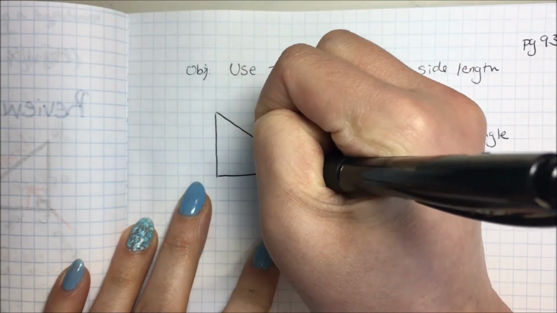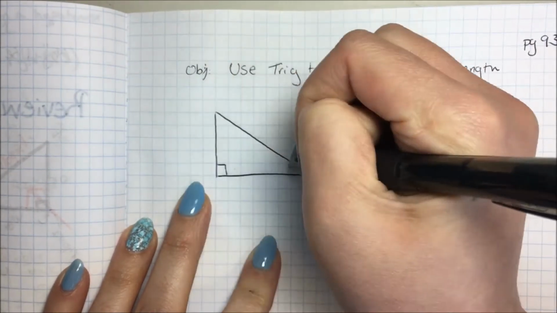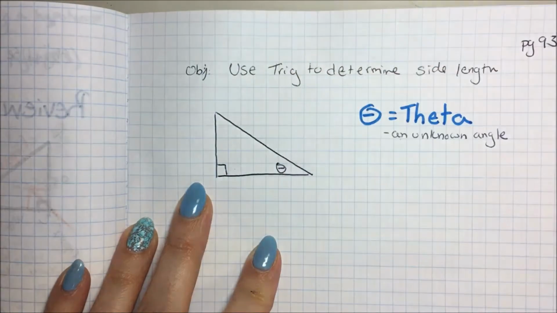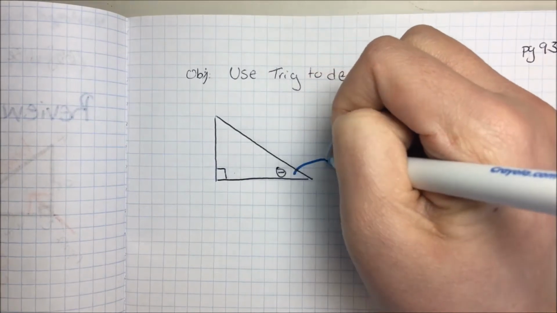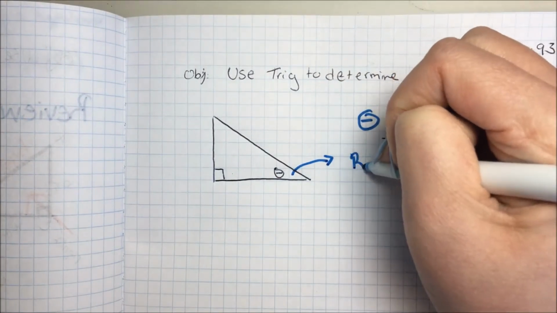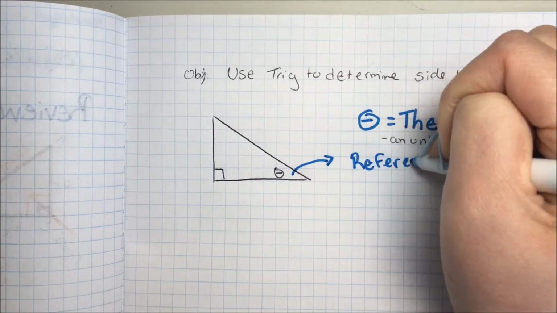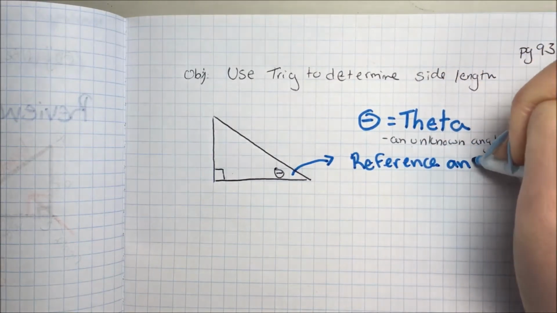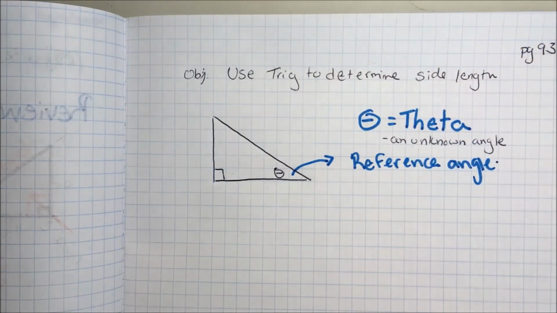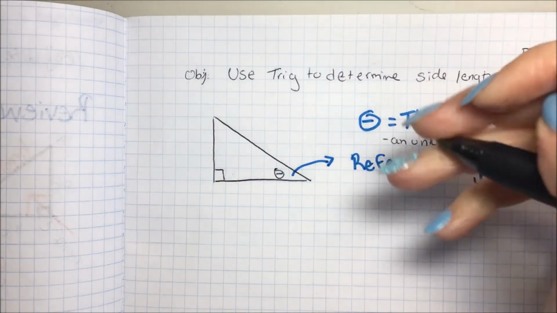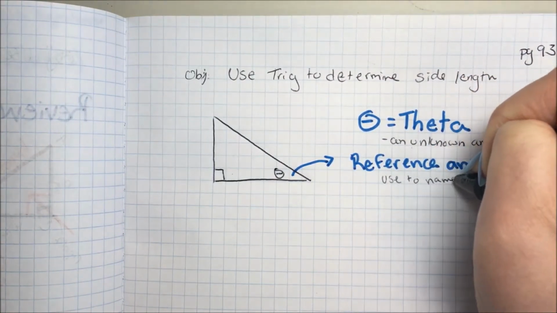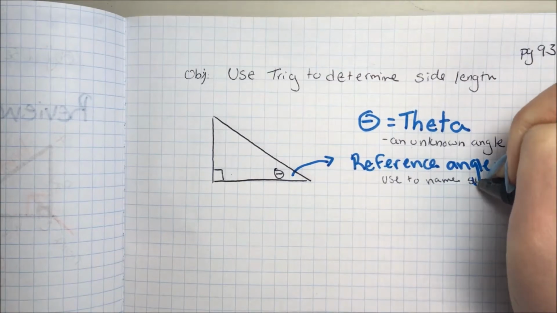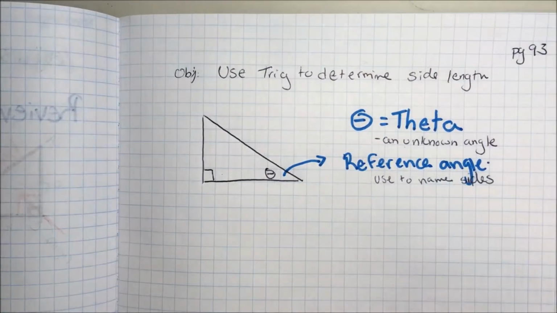So if I have a right triangle, I might use theta to mark an angle. And that angle that's being marked, that's called the reference angle. Okay, and the reference angle we use to name sides.